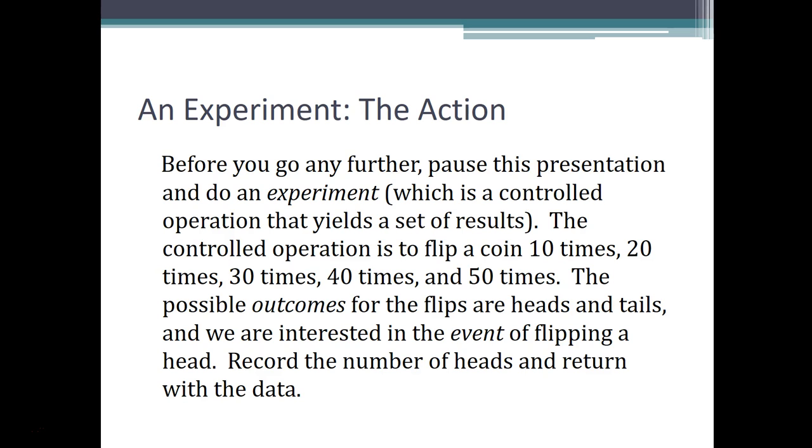So as you're flipping the coin, your possible outcomes are heads and tails. On a typical coin, heads usually has a bust, a head of a person. And tails is something else, like an eagle or the Lincoln Memorial. But you're interested in the event of flipping a head. So you're recording those numbers of heads and keeping your data. So do that and then come back.